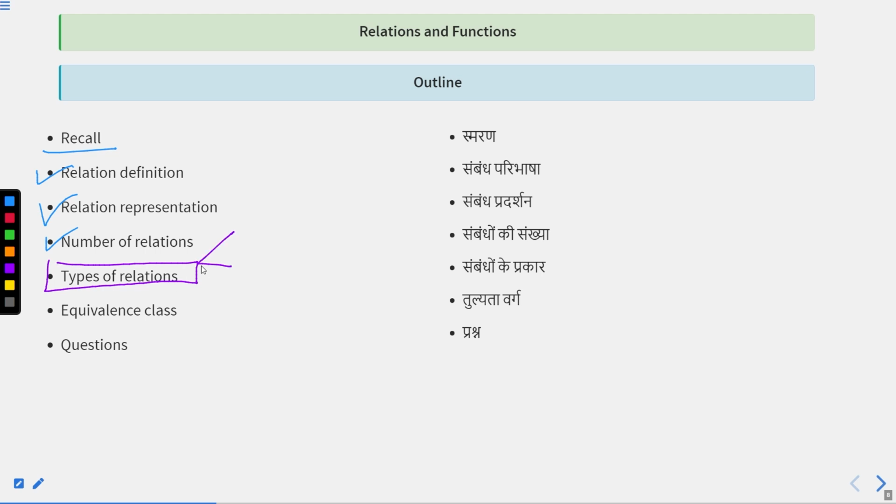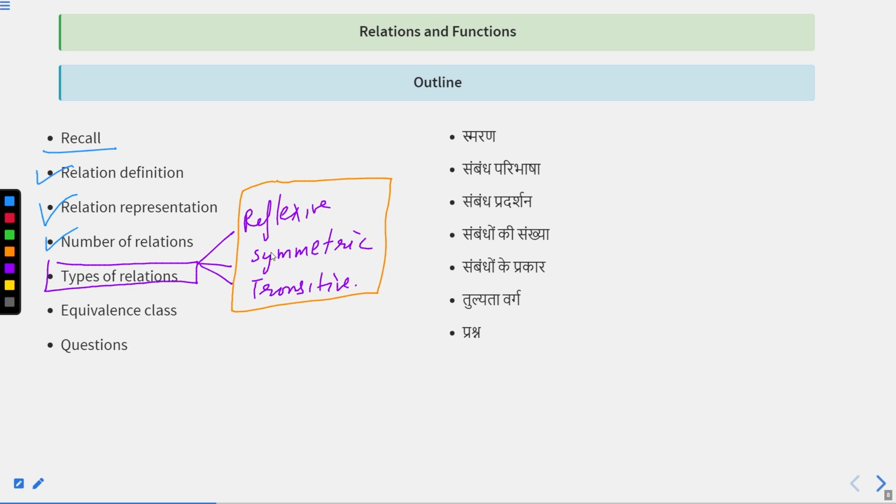Types of relations: you will see reflexive, symmetric, and transitive. Okay, in today's session we will be covering this. So let us see, what do we mean by reflexive first.